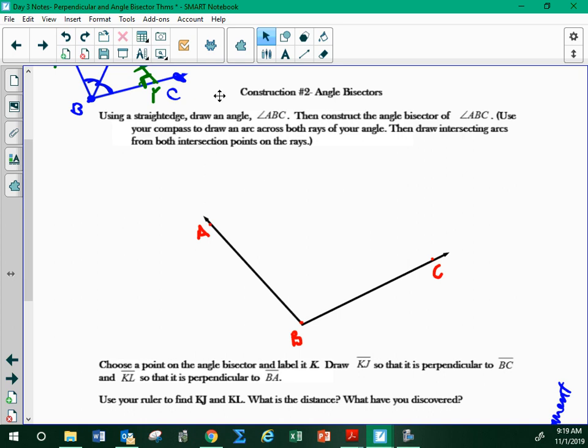Yes. Okay, so what we're going to do is we're going to take our compass. And once again, you've got some freedom here. We're going to set our compass just so that it intersects both rays. So you don't want to go so large that it doesn't even hit it, and you don't want to go so small that you have the tiniest of arcs. So just somewhere in the middle. Whatever you so desire, that it intersects both rays.